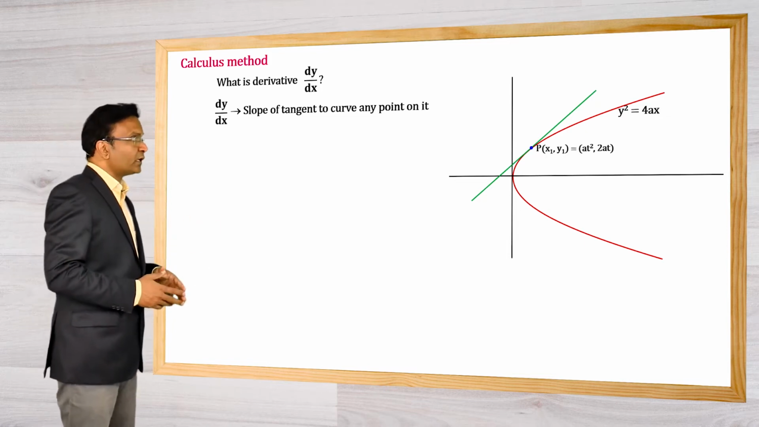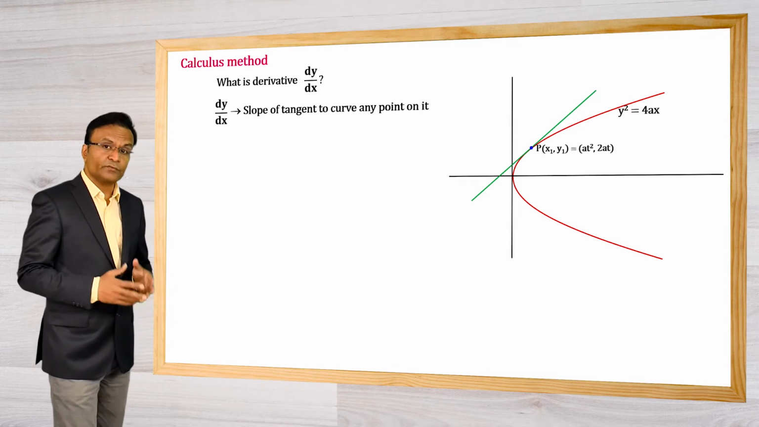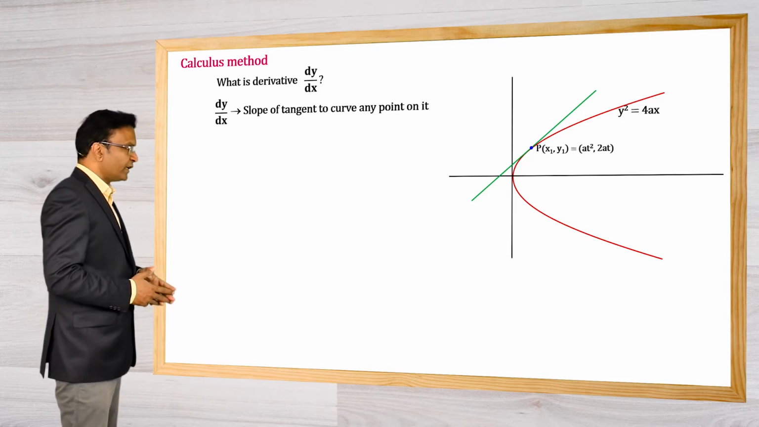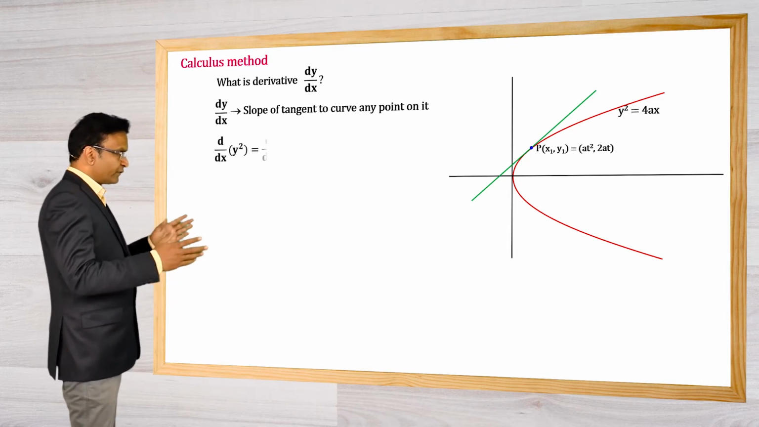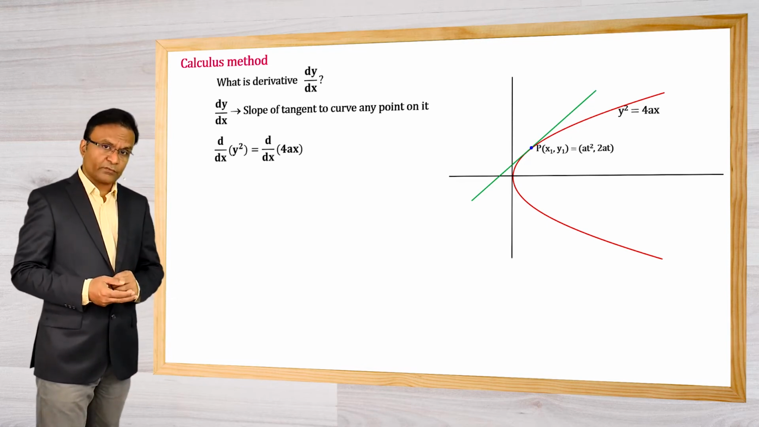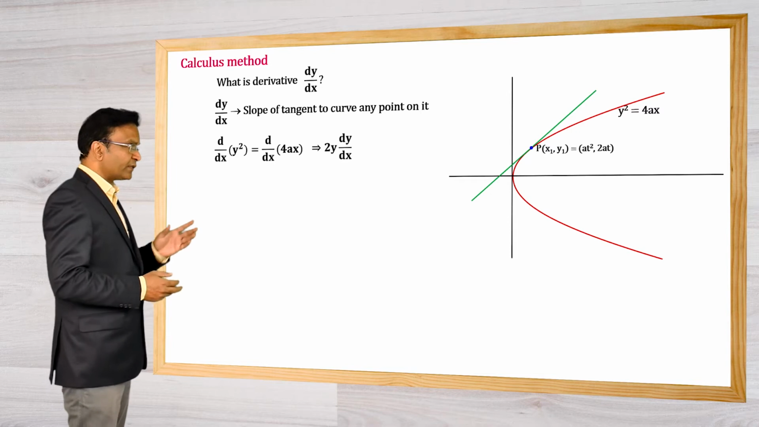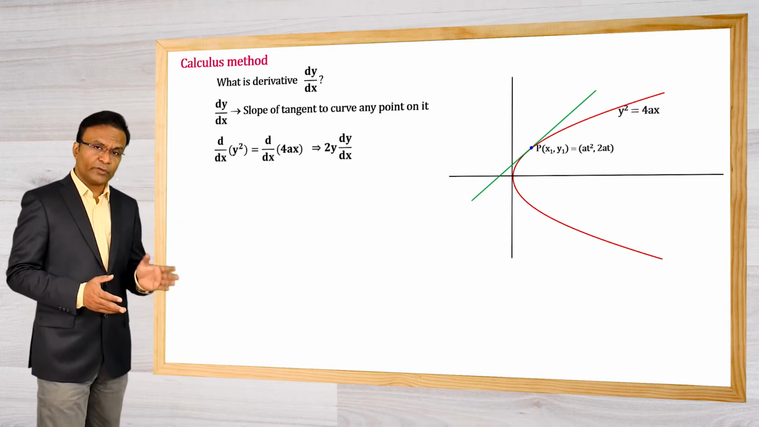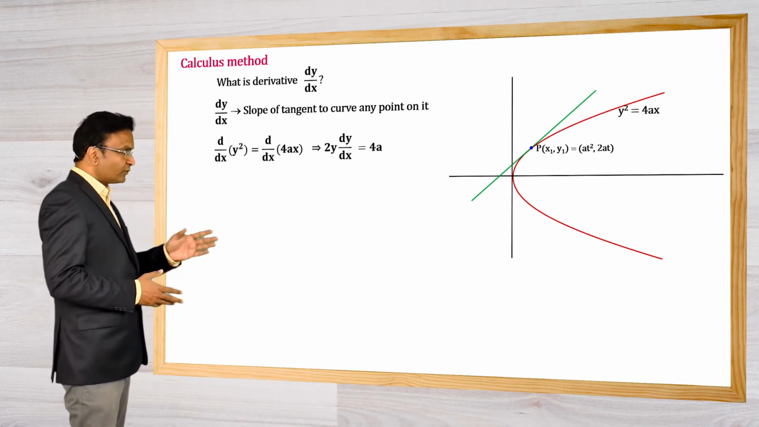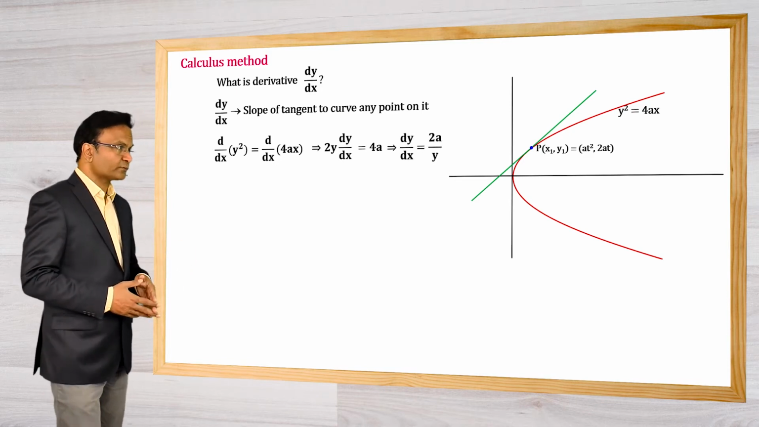That means here we will differentiate the equation of parabola y square is equal to 4ax with respect to x. So we have this equation, we are differentiating both sides with respect to x. Now derivative of y square with respect to x is 2y dy by dx, and the derivative of 4ax is 4a. 4a is constant, and the derivative of x with respect to x is 1. From this we get dy by dx is equal to 2a upon y.